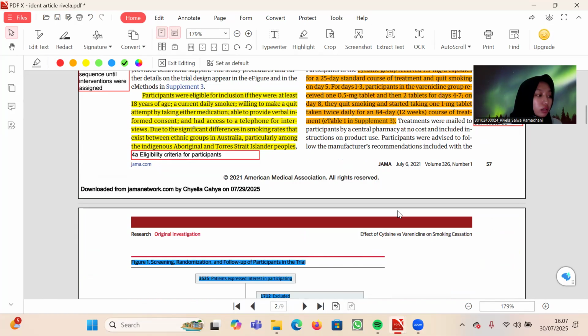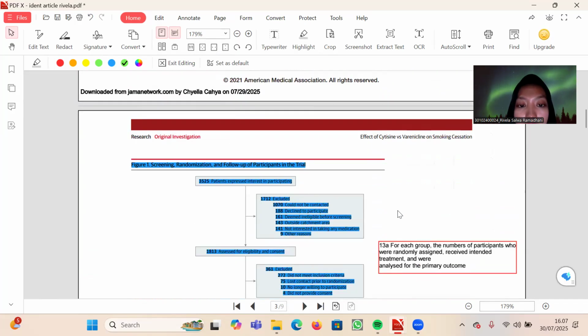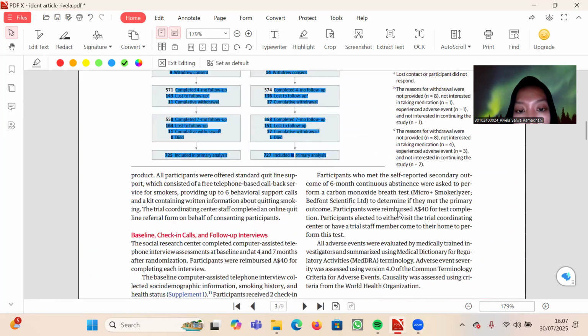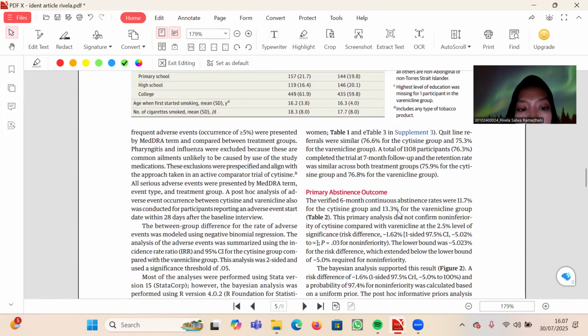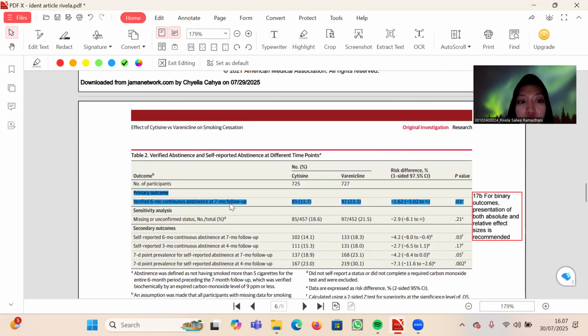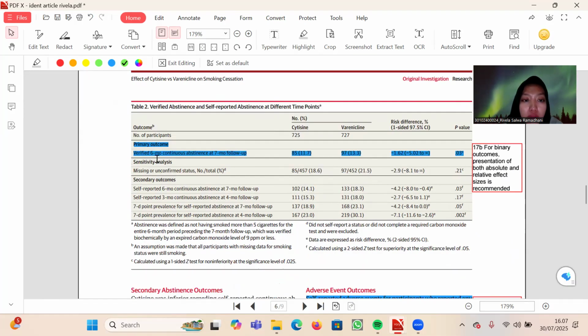For the next item, the sequence was generated by an independent statistician using a computer system. Allocation was controlled via the data system. The trial was open label. Only outcome assessors were blinded. This is the biochemically verified data for 6 months continuous abstinence at 7 months follow-up.